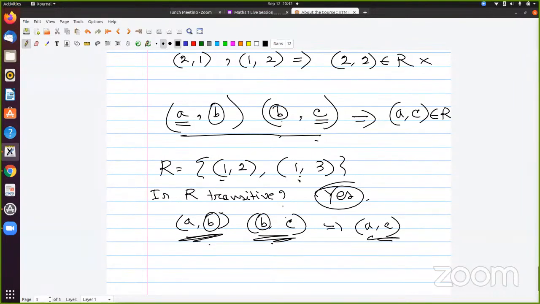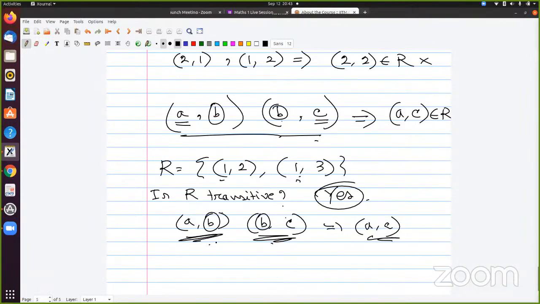Now in this R, I don't have any such two pairs. I don't have any pair starting with 2. I don't have any pair starting with 3. I don't have any pair ending with 1. So I don't have to check for this argument, right? My argument is vacuously satisfied.